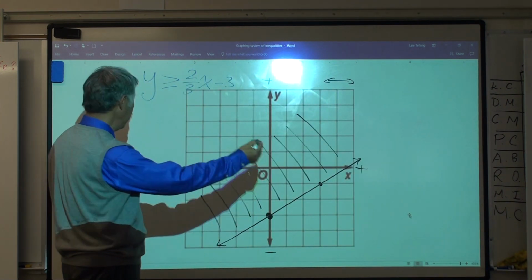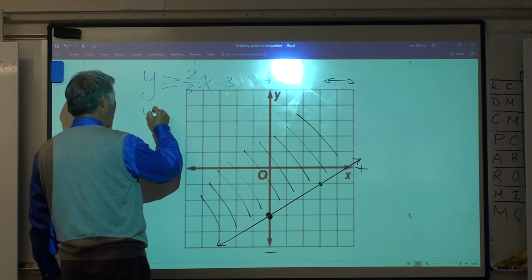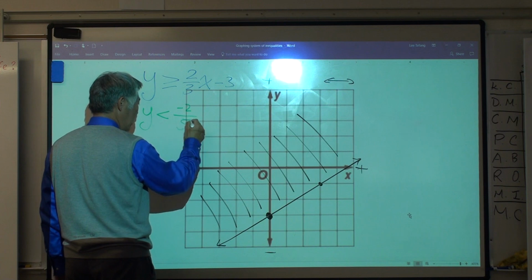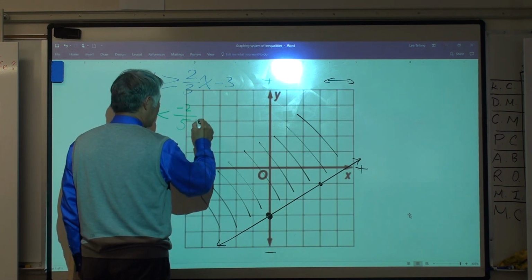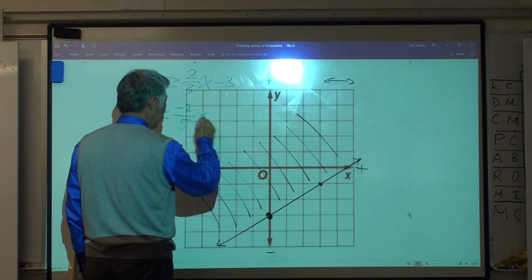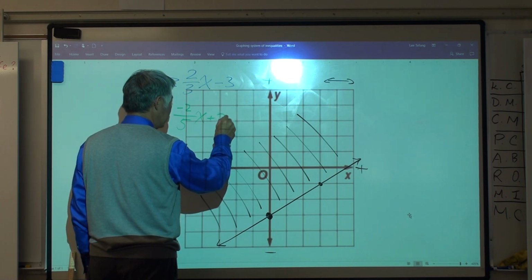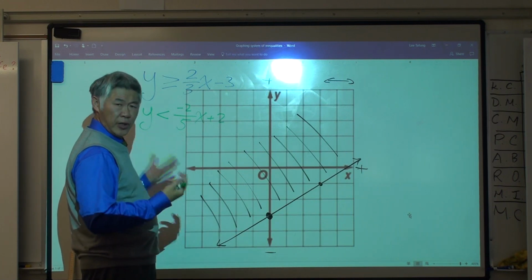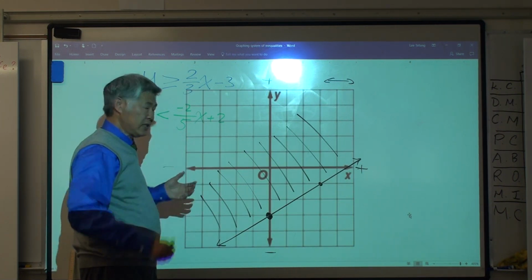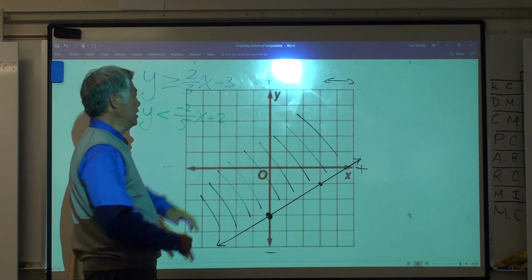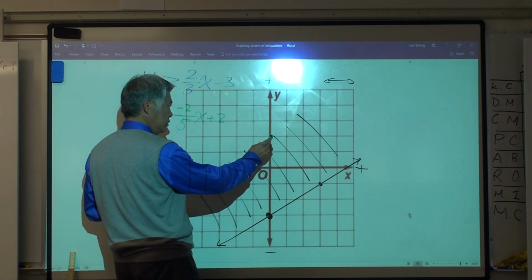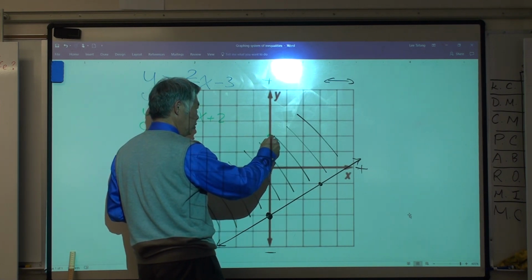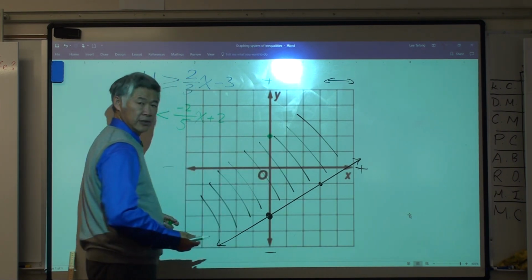This time I use green and say y is less than -2/5 x, and then I will say +2. Okay. Now again, where do we start? Correct? Y-intercept, right? So 1, 2. Again, don't use this 2 because that's x-intercept. So I have a 2 as a starting point.